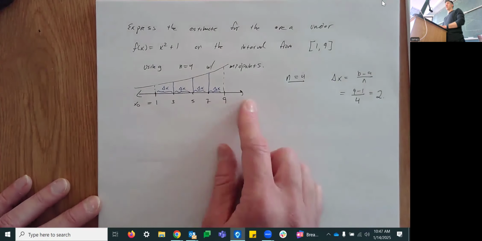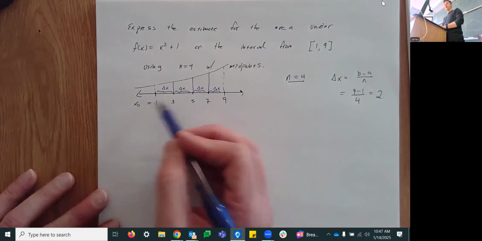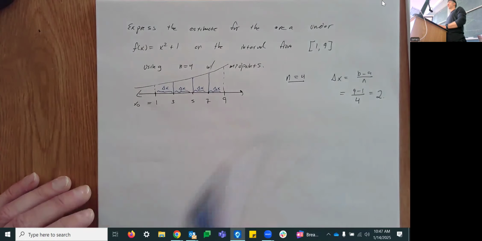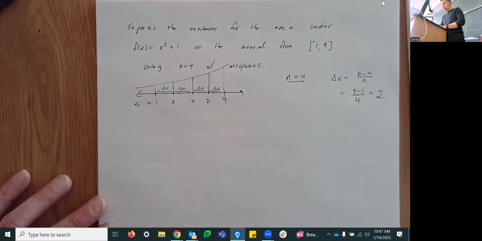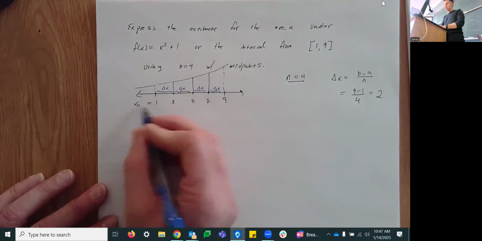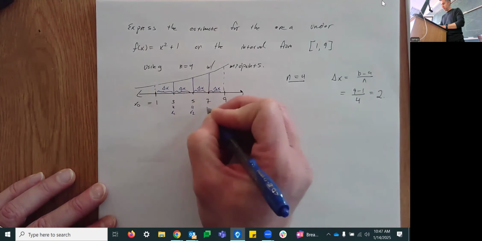And for each of these subintervals, we're going to find the midpoint. Now, I made this one a little bit easier to find the midpoint. The midpoint of 1 and 3 is 2. But again, you're just either finding the average, right? The average of 1 and 3, 1 plus 3 divided by 2 is 2. Oh, I was going to label this. This is x0. This is x1. This is x2. This is x3.